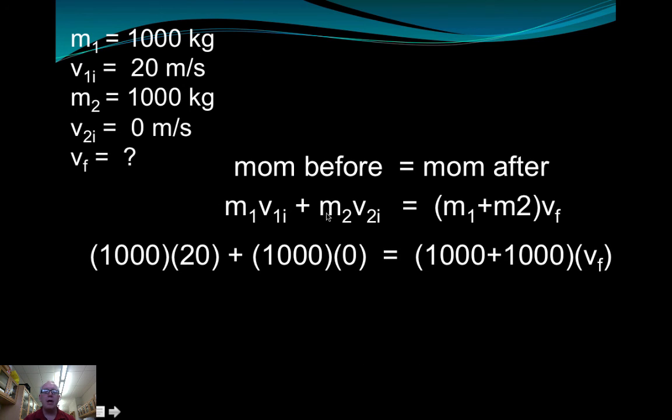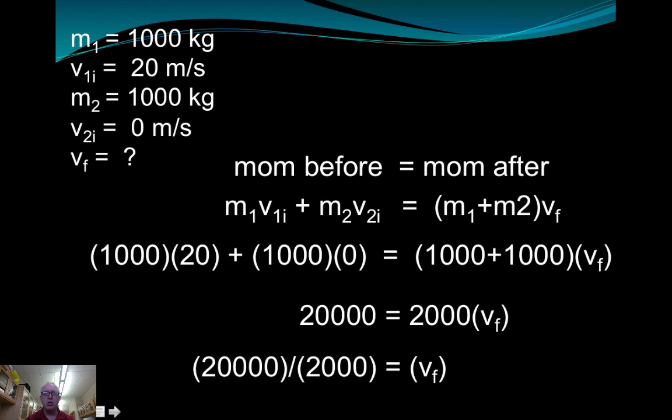And when I do that, I'm just plugging in the numbers here, I'm ready to go. So here's my 2 masses added together, which is going to look like this. Remember, 0 multiplied by anything is 0. So here's 20,000. That's my 20 multiplied by 1,000. And here's my 2,000 multiplied by V final. So when I do my division, I'm going to get my answer for V final, and that turns out to be 10 meters per second.